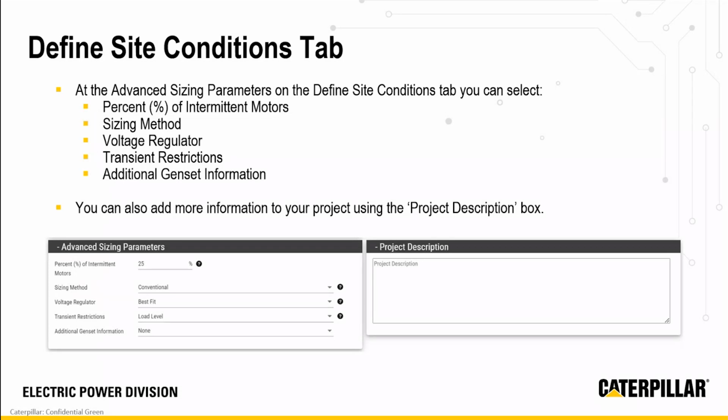And the last box that you can see in the Define Site Conditions tab is the project description. And here you can add all the information you want about your project. This is a good feature to use when sharing your project, as you can give more details about it. Now, let's go over to a demo on these items that we just discussed.